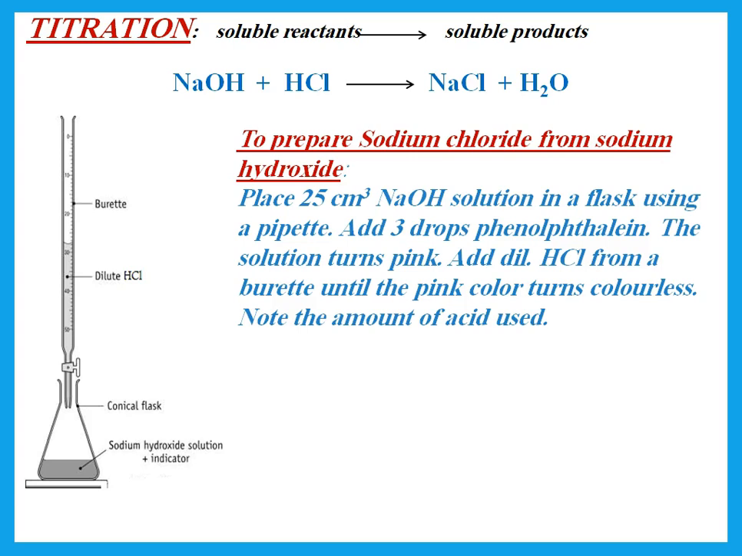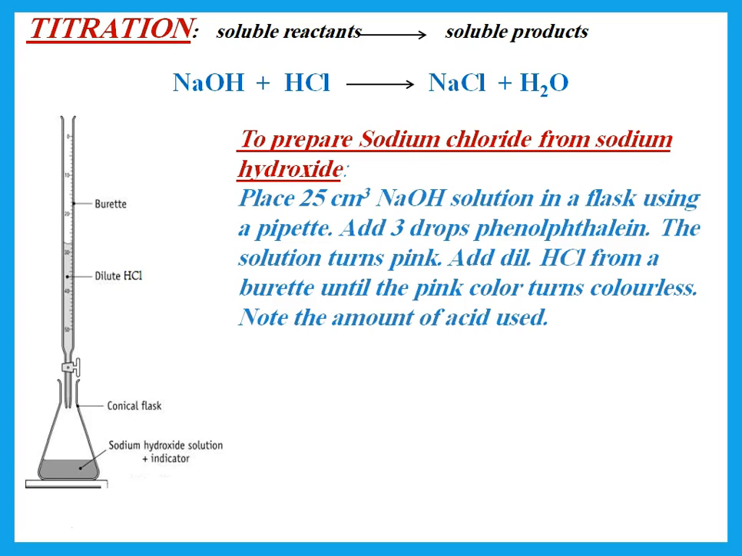Add dilute acid from the burette. Of course, what we do is we fill the burette, note the initial volume in the burette, and then we add drop by drop until the pink color turns colorless. Note the amount of acid used. So now I know how much acid I should use with 25 cm³ of sodium hydroxide.